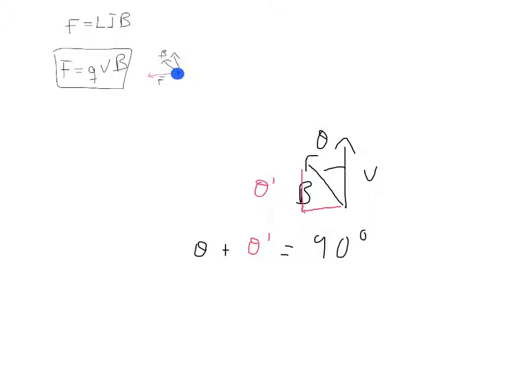And we also know that the perpendicular component of B, this one, is the projection of this at this angle, theta prime. So the perpendicular component of B, let's call it B with a perpendicular symbol, is equal to B cosine of theta prime, which is of course equal to B sine of theta, right? Since theta plus theta prime equals 90, this has to equal this. So then what do we do?